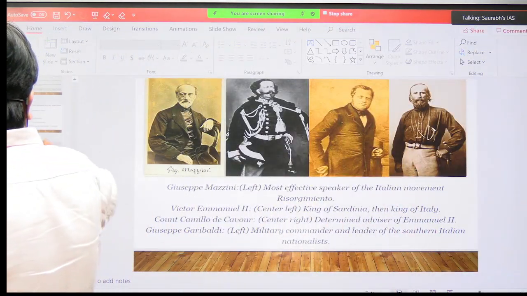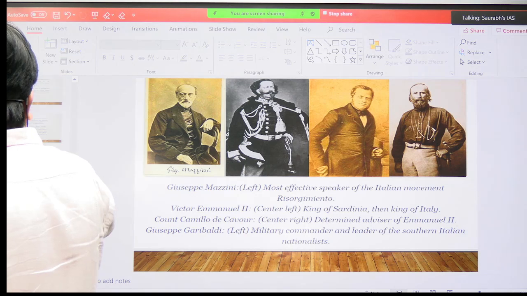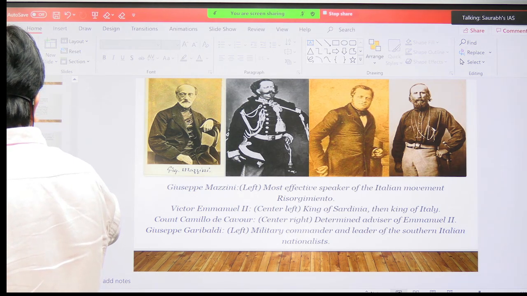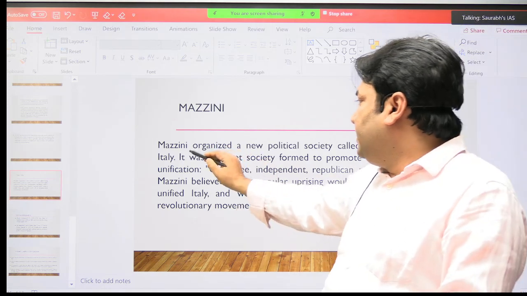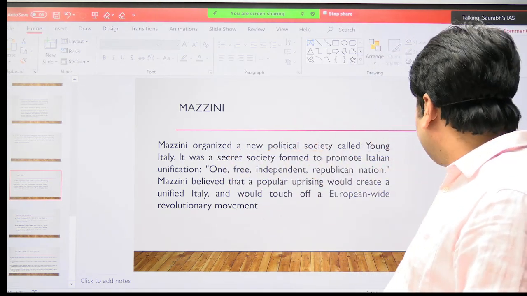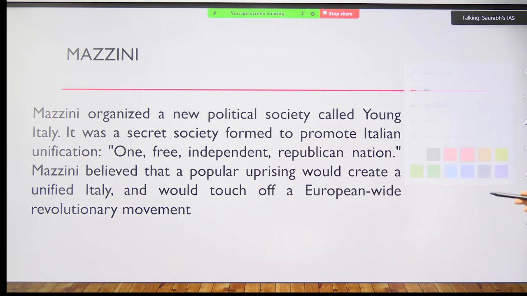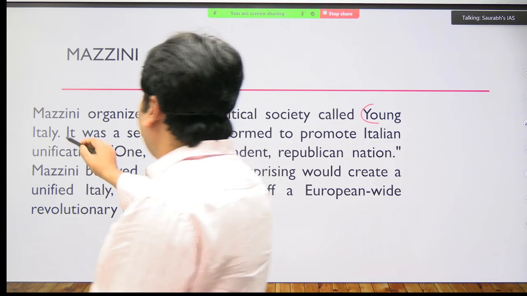So I have discussed four personalities here. Now let's discuss some important facts and informations about these personalities. Then I will enter into the topic. Now Mazzini. Look at this slide. Mazzini did what? Mazzini organized a new political society. And what was the name of this new political society? I have already discussed with you. The name of this new political society was Young Italy.